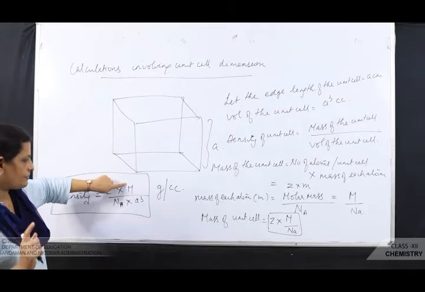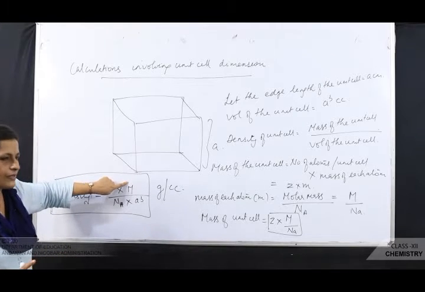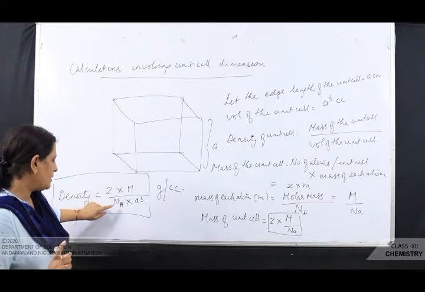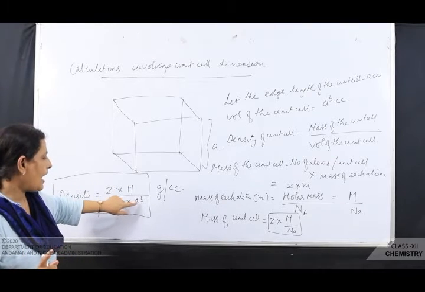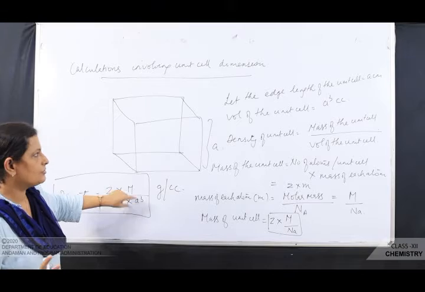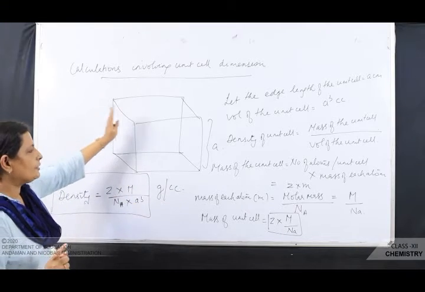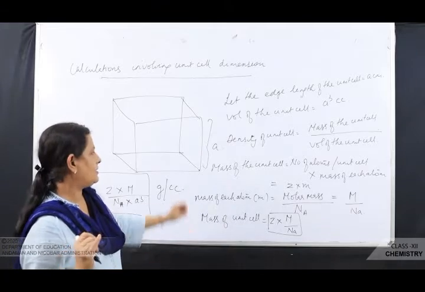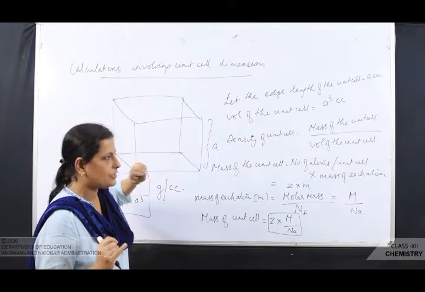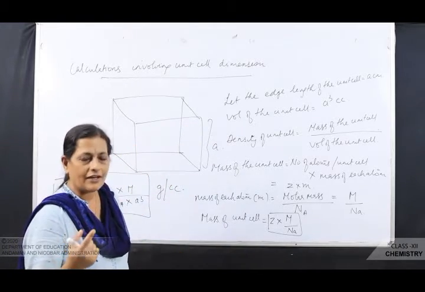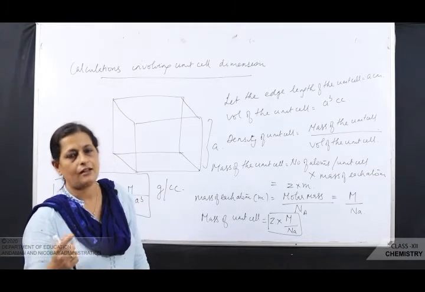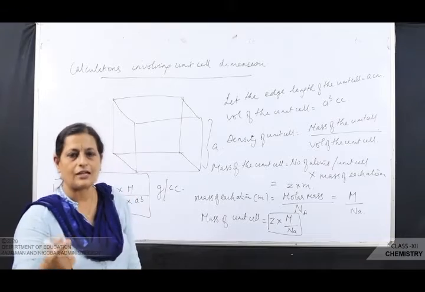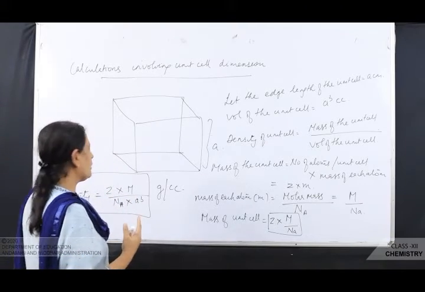Z represents number of atoms per unit cell. M, just be particular, this M represents either the molar mass or atomic mass. Na is Avogadro number and A represents edge length. So, is it clear? That is, how will you calculate the density of a unit cell? We can find out the edge length by X-ray diffraction, then we can find out the number of atoms per unit cell if you know the type of lattice.